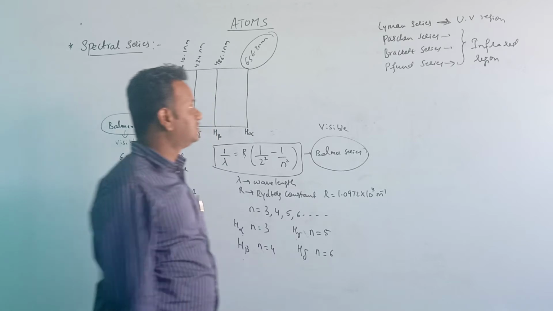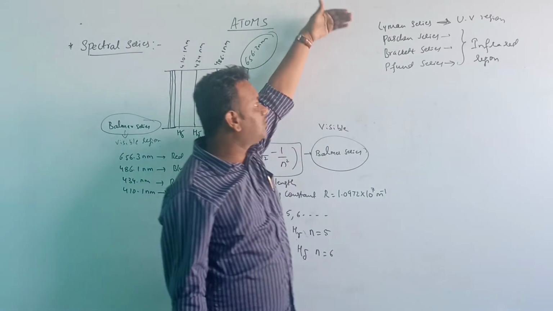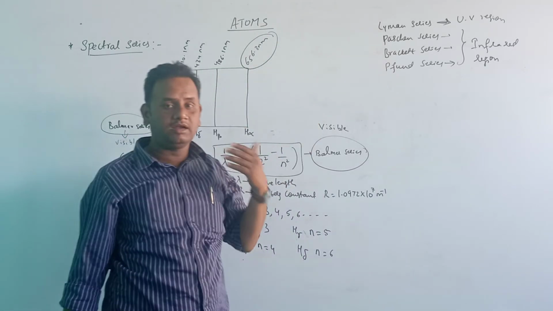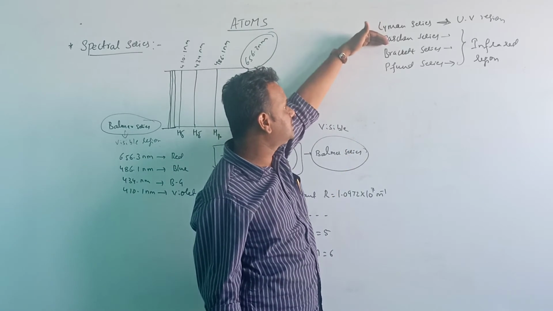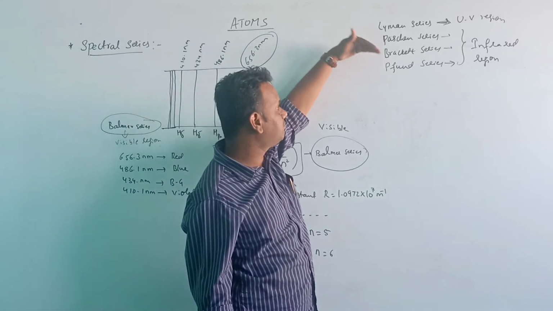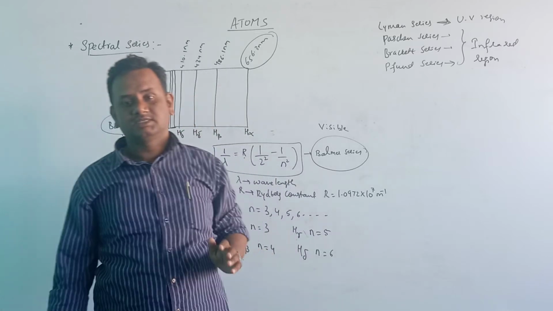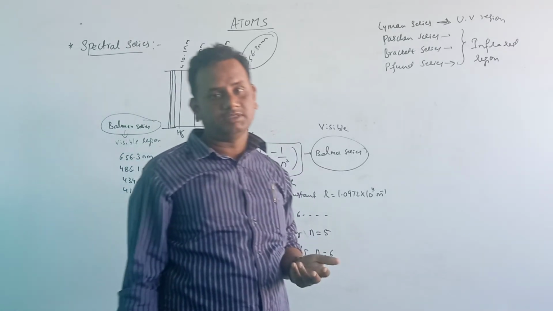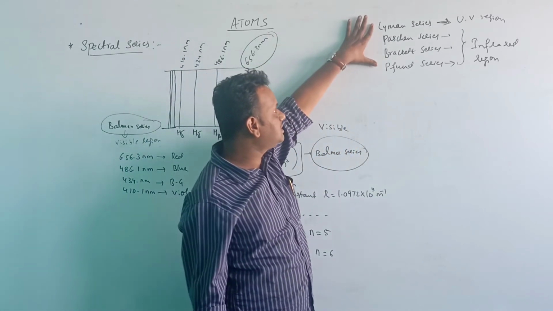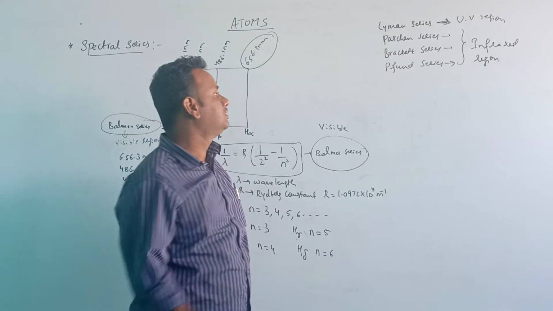All these series were discovered by Lyman, Paschen, Brackett, Pfund, and Balmer. Hence they are named the Lyman series, Paschen series, Brackett series, Pfund series, and Balmer series. Lyman, Paschen, Brackett, Pfund, and Balmer are the names of the scientists who discovered them, and hence they are named after them. For these spectral series, we have empirical formulas.